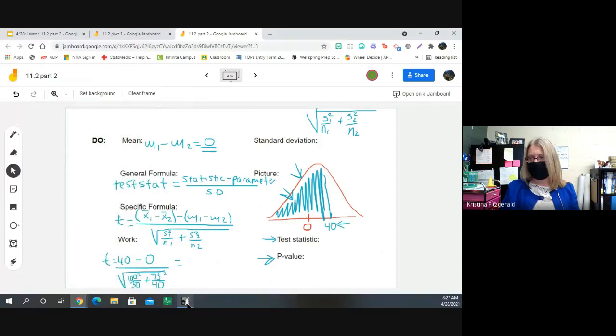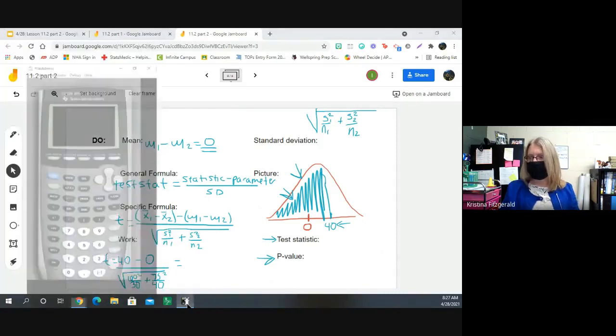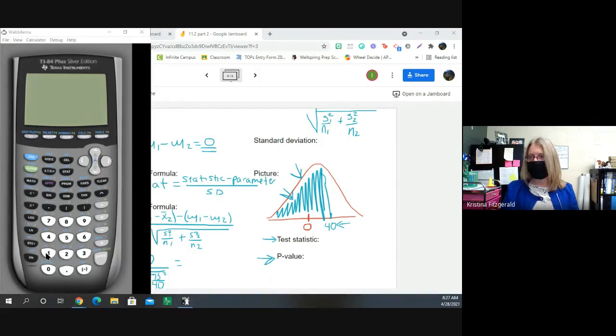Oops, wrote that in the wrong spot. There you go. Okay, I'm going to turn this on, and I'll take this back down so you guys can see this if you're writing. But we're going to hit the stat button. That's where we live now. We're going to hit the stat button on our graphing calculator.